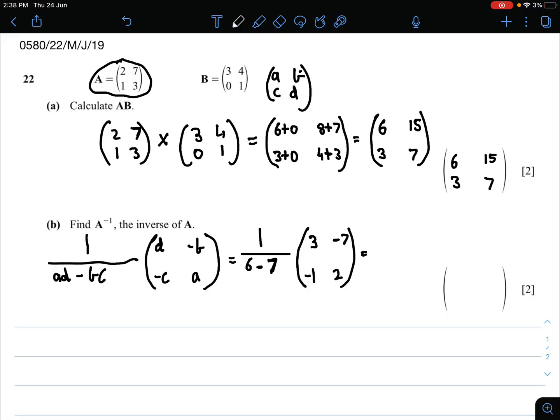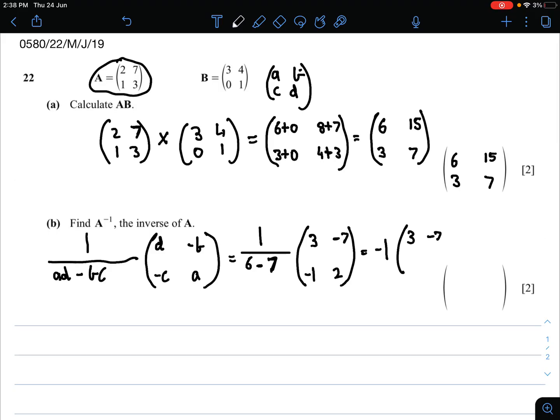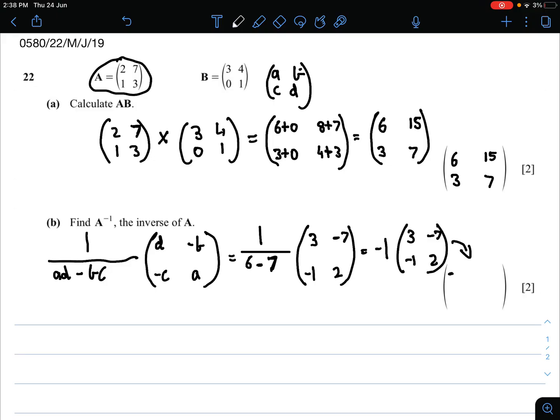Now the constant that we are multiplying with the matrix is going to be minus 1, multiplied by the inverse of A, that is 3, minus 7, minus 1 and 2. So when we multiply minus 1 to these values, 3 multiplied by minus 1 would be minus 3. Minus 1 multiplied by minus 7 would be 7. Minus 1 multiplied by minus 1 would be 1. And minus 1 multiplied by 2 would be minus 2. Therefore, this is your final answer for question 22 part B.